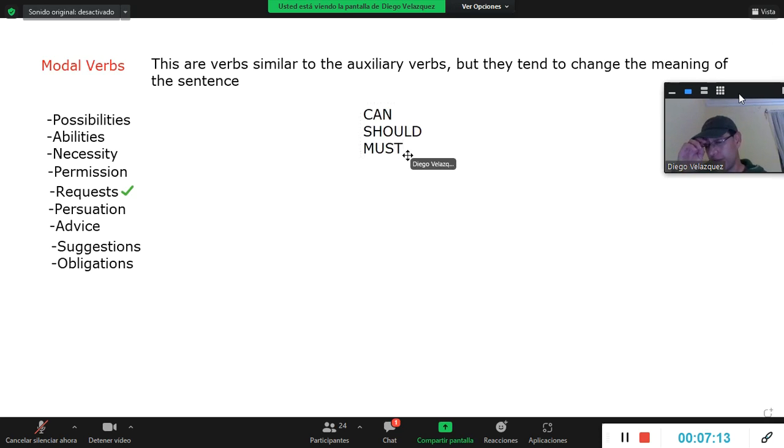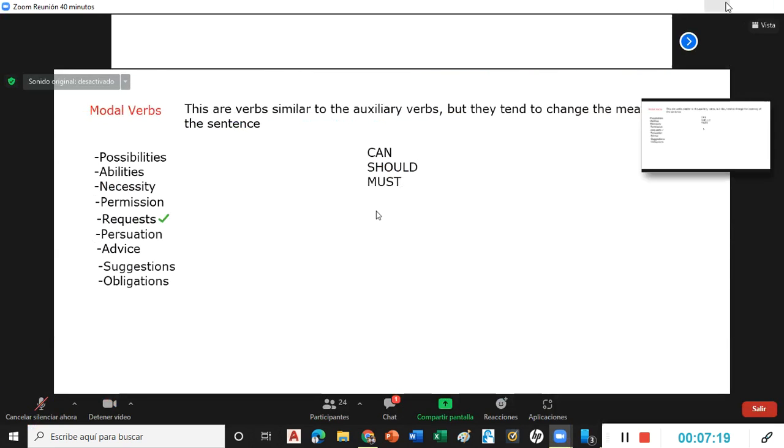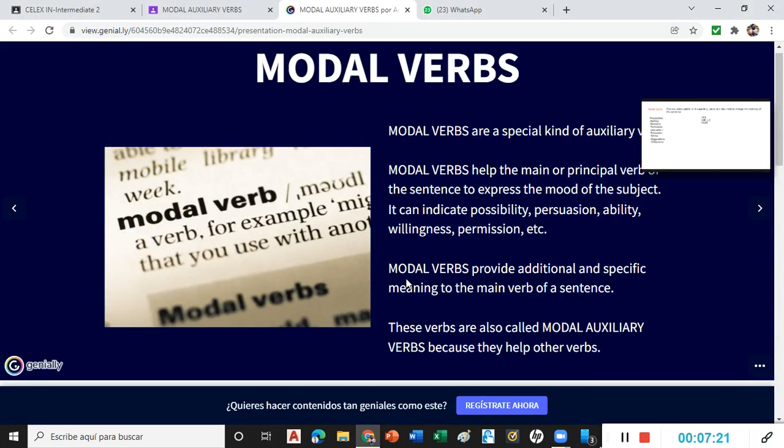Daniela, a moment ago, told me about the modal verbs can, should, and must. What other modal verbs do you remember apart from these ones? May.